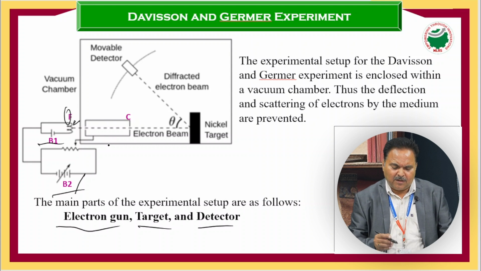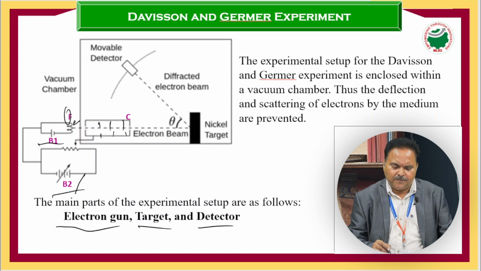This beam is narrowed using collimators. There are small slits that control the thickness of the beam. So the fine beam is incident on the target, which is a nickel target. Once it is incident on the crystal, the electron beam is reflected back.